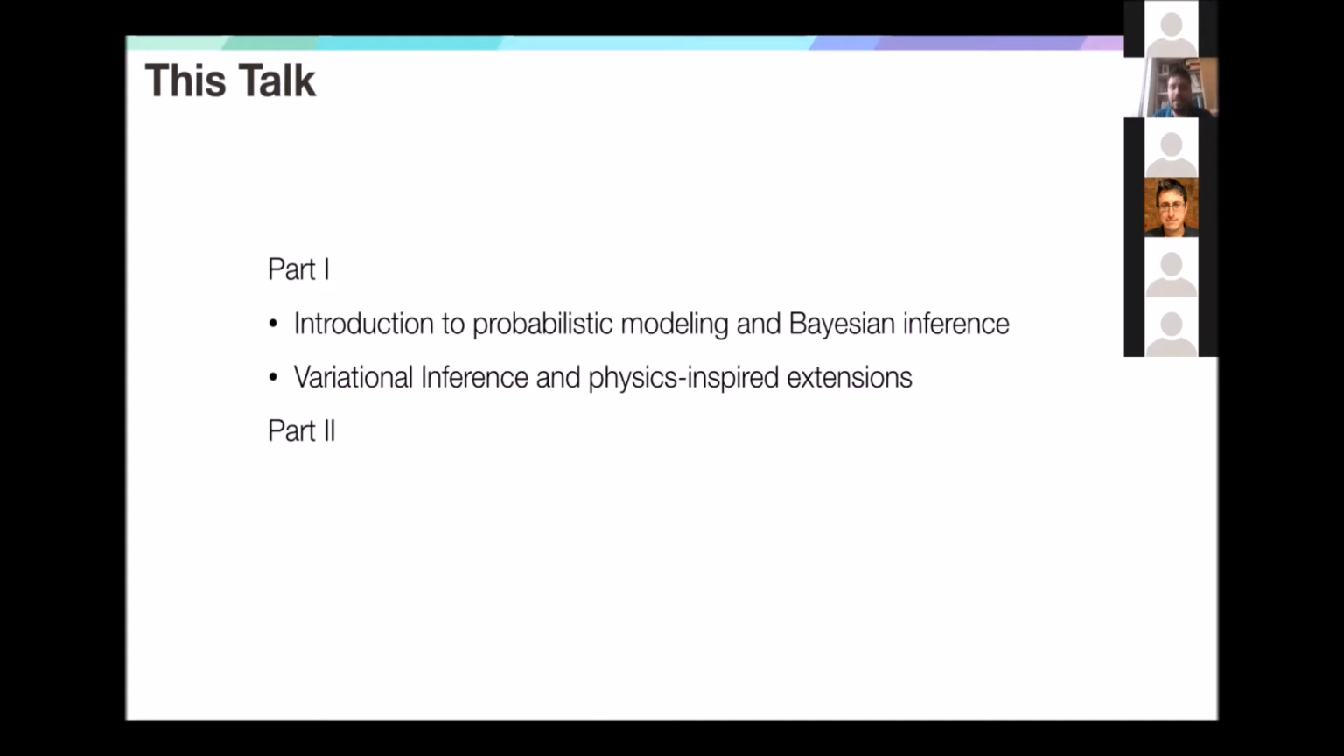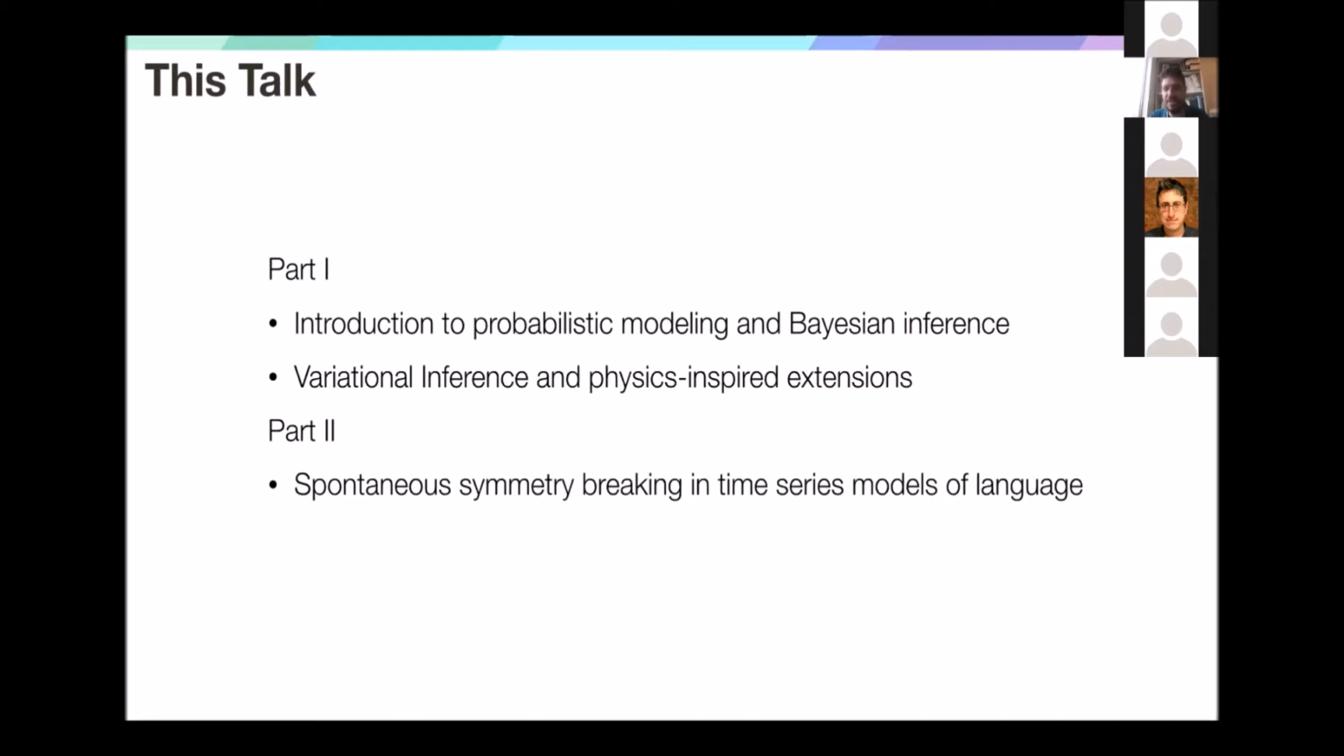And then in the second part, I decided on a fun project, which was published at the International Conference on Machine Learning 2 years ago. It's really an application where spontaneous symmetry breaking, a rather involved concept from theoretical physics, actually appears in certain time series models for language. So totally out of its classical context.